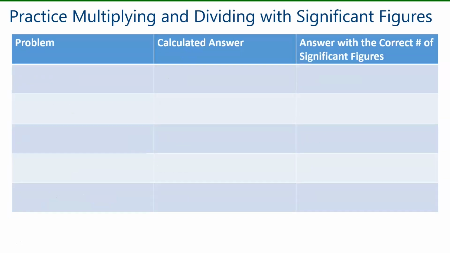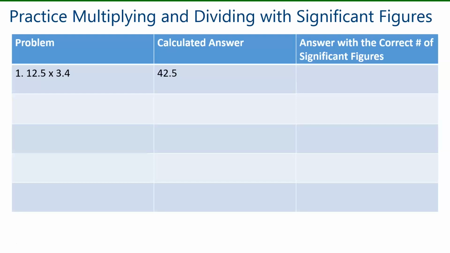Now let's try some examples multiplying and dividing. Our first problem, we're multiplying 12.5 times 3.4. Be sure to pause the video and work out the answer on your own, then resume the video and we'll go through the answer together. If you put that in a calculator, you get 42.5.